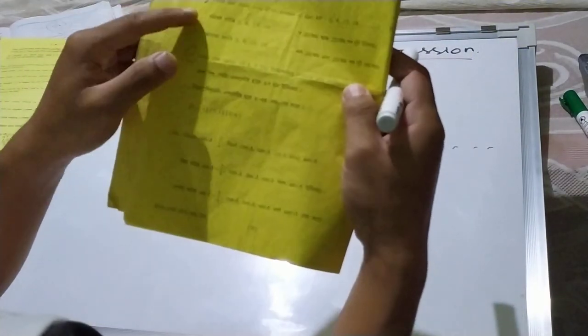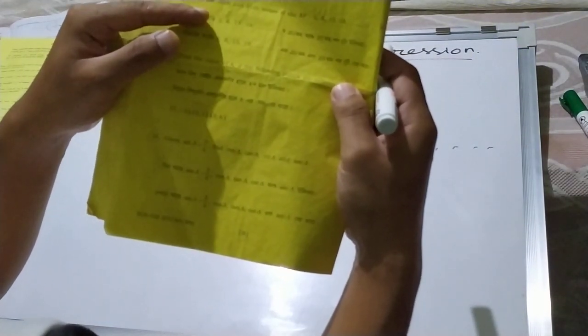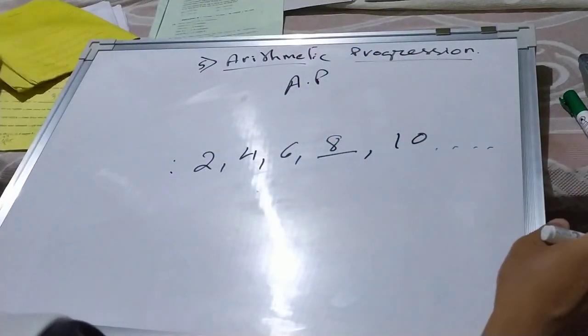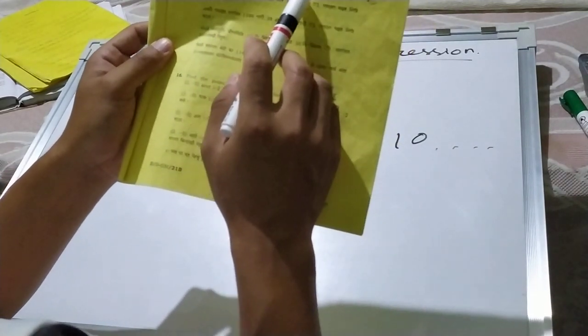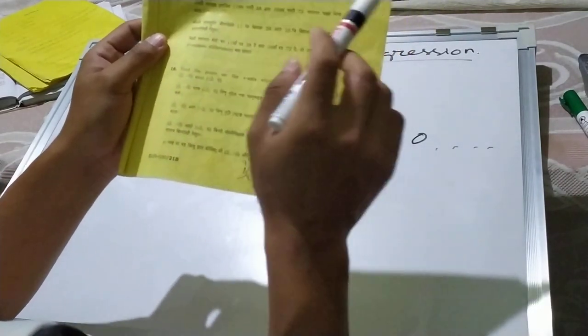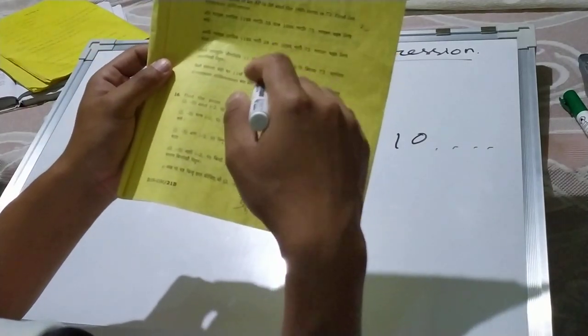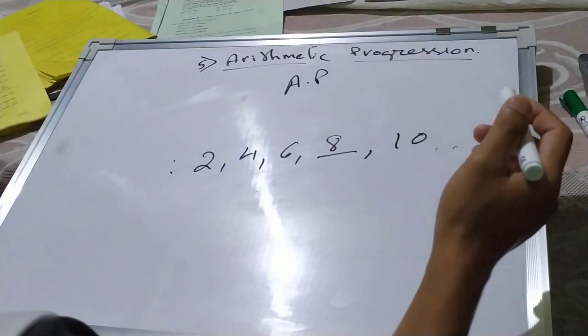Then in 2016: Find the 20th and 25th term of the AP 3, 8, 13, 18. And in 2019: The 11th term of an AP is 38 and the 16th term is 73. Find the common difference.